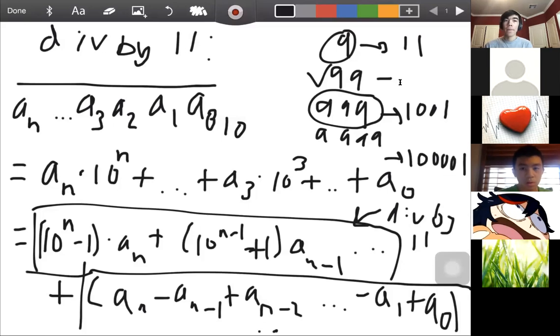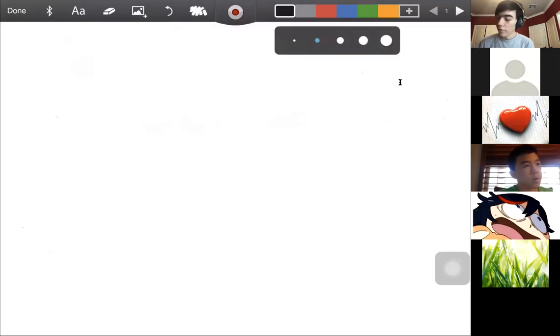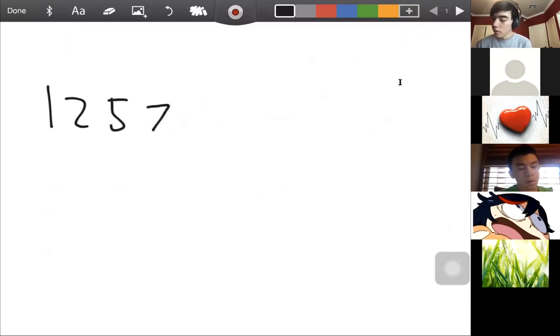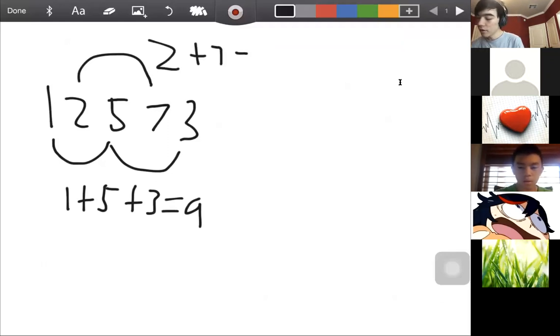Another way of wording this is that the sum of all the odd position digits is equal to the sum of all the even position digits. Let's give an example for this, since it might be hard to understand. If I have 1, 2, 5, 7, 3, the sum of all the odd position digits is 1 plus 5 plus 3, which is equal to 9, while the sum of all the even position digits is 2 plus 7 equals 9. So therefore, the alternating sum would be 0, and this number is actually divisible by 11.